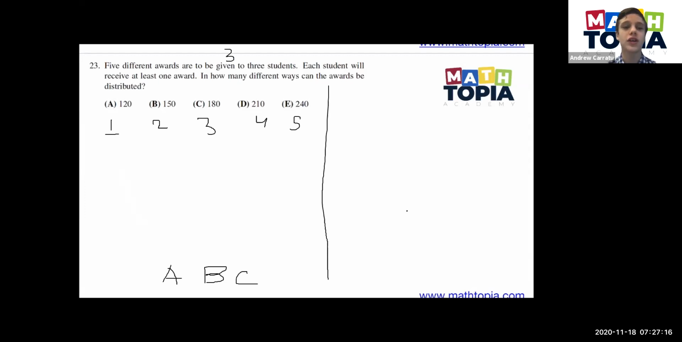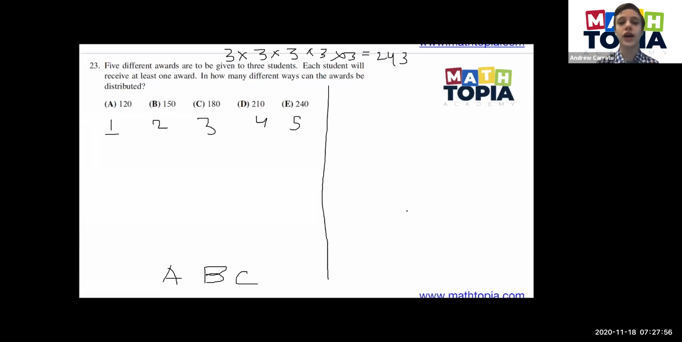So we multiply three. There's three possibilities for where we can give medal one, three possibilities for medal two, three for medal three, three for medal four, three for medal five, right? So the total number of possibilities for how we can give it to these three students, if the awards are different. When it says that they're different awards, that means we have to distinguish between them, right? So giving award one to A and award two to B is different from giving award two to A and award one to B, right? So this means three times three times three times three times three is going to be 243, and that's the total number of possibilities.